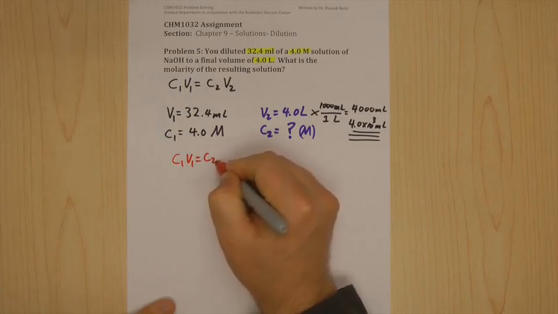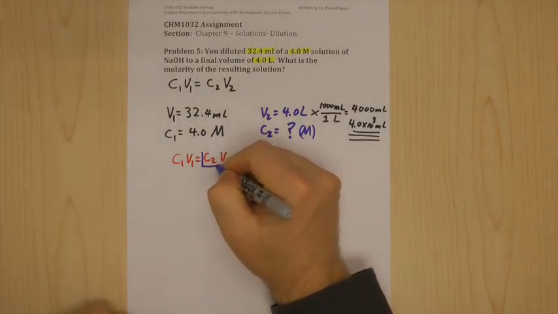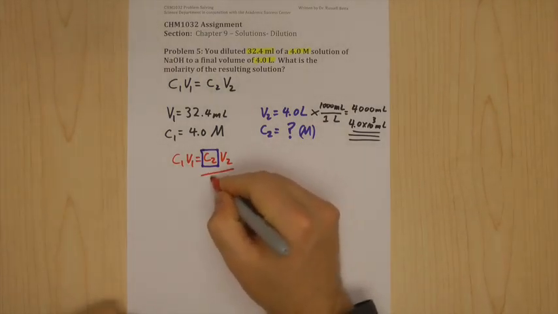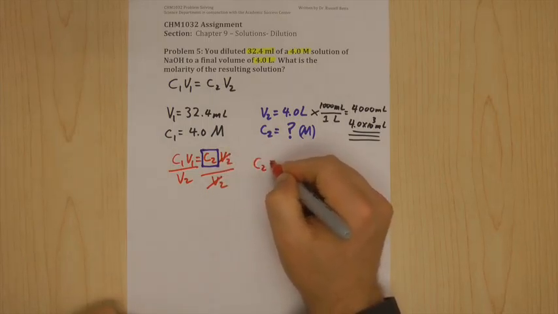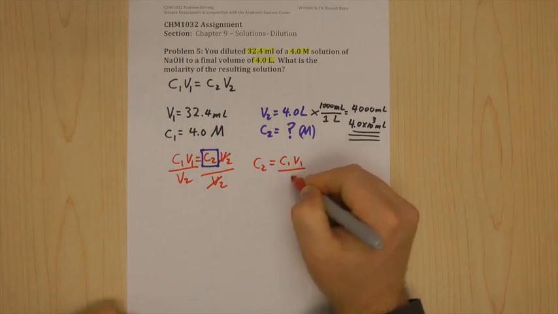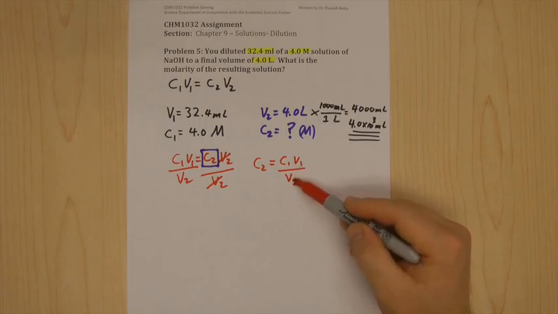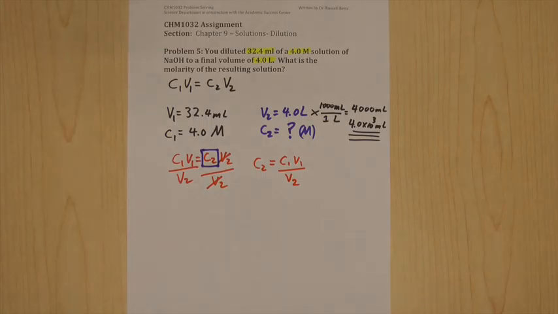C1V1 equals C2V2. We want to know C2, so let's put a little square around it. That is the variable we need to isolate to get by itself so we can figure out what it is. So in order to do that, we divide both sides by V2. And that will become C2 equals C1V1 over V2. This is why the units had to be the same for volume, because the units will have to cancel here in order to give us concentration units. So that's why we had to get the units the same. Either both liters or both milliliters, it doesn't matter, but they have to be the same.